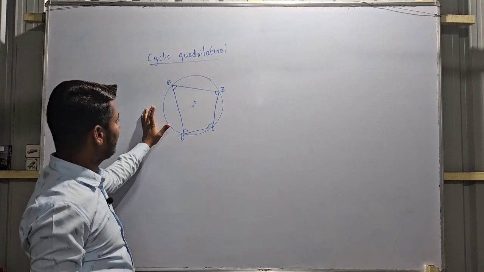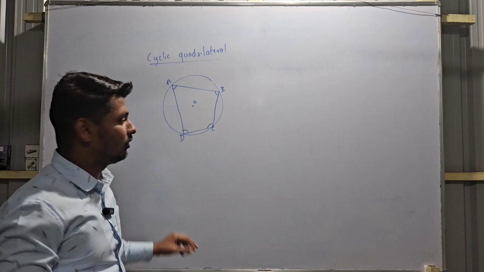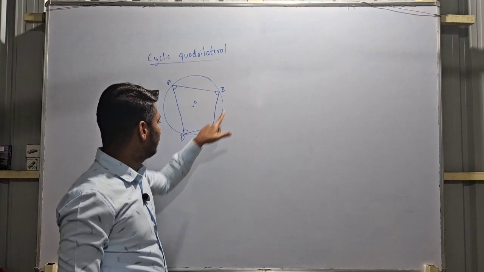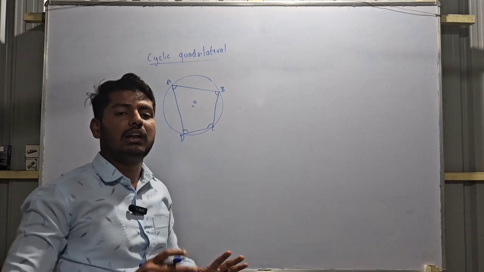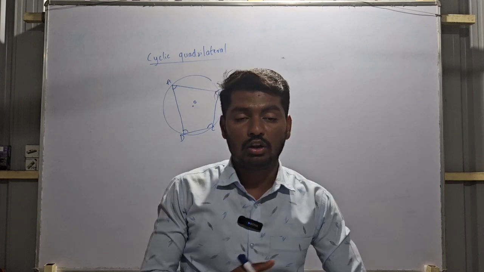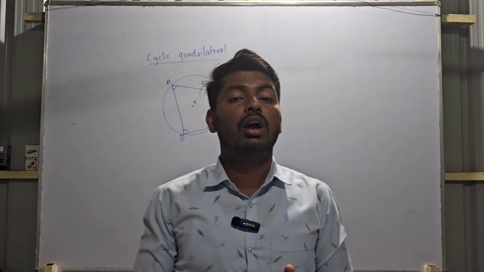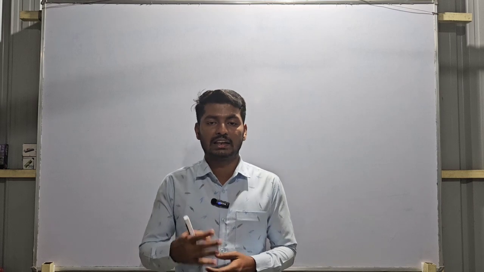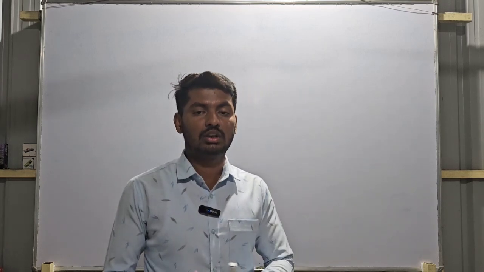So the concept here is, a cyclic quadrilateral means a quadrilateral whose all four vertices lie on a circle is called a cyclic quadrilateral. So with the definition of a cyclic quadrilateral, we now have another two theorems.